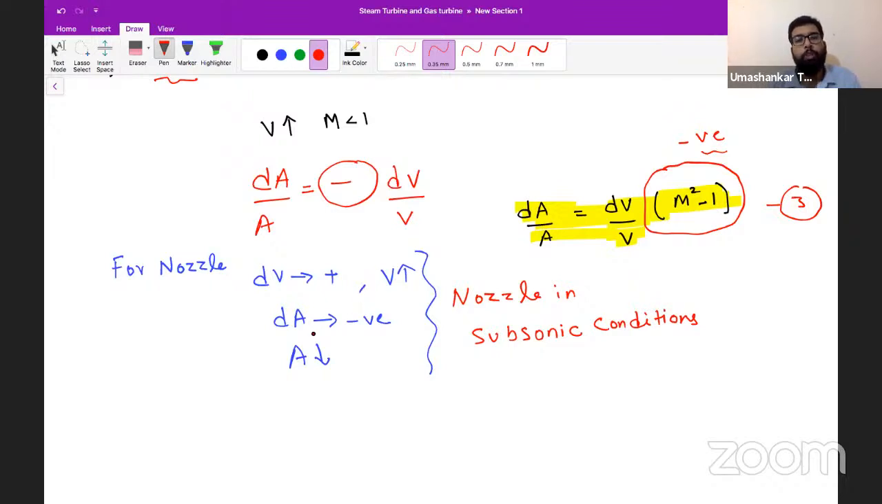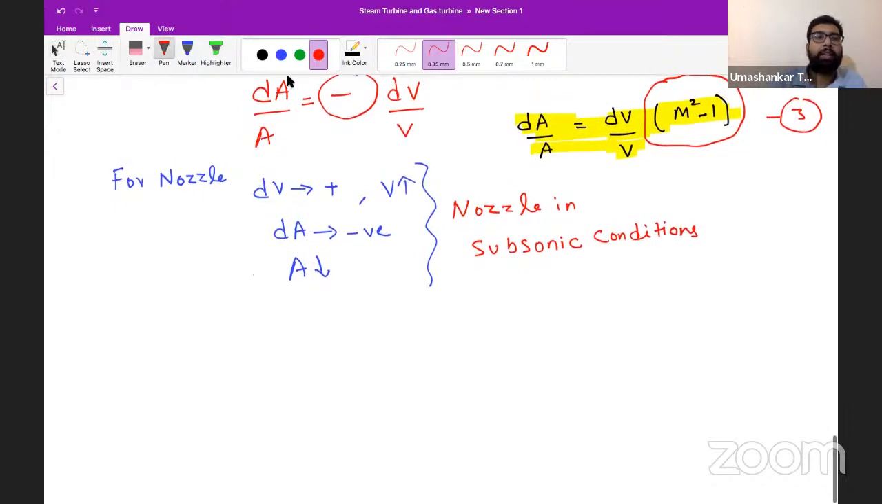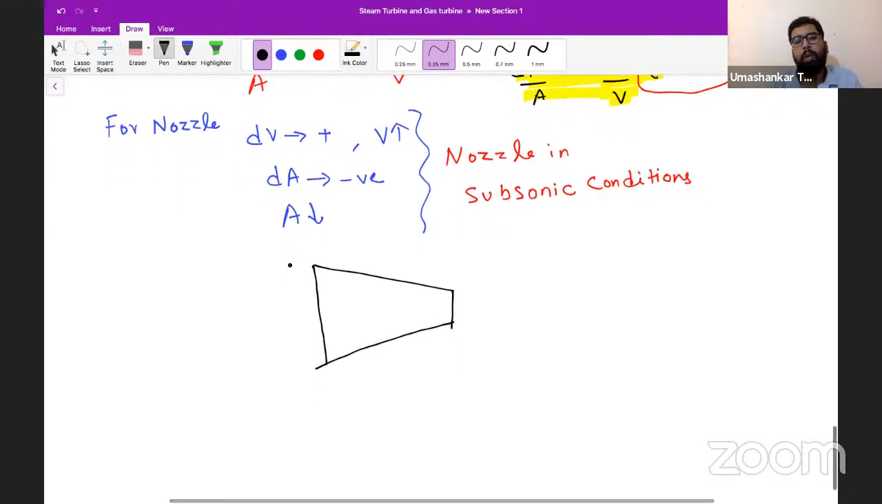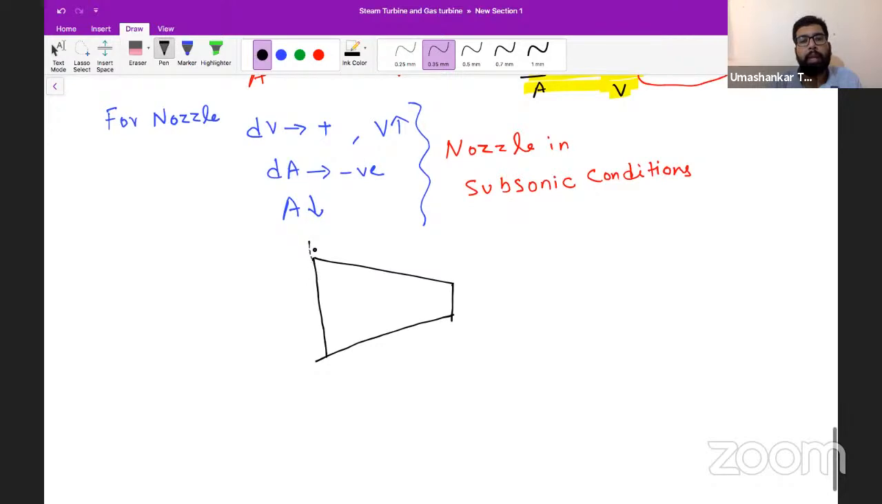Okay. So we must design like that. The area is decreasing along with the flow. So from here to here, let's say from 1 to 2.